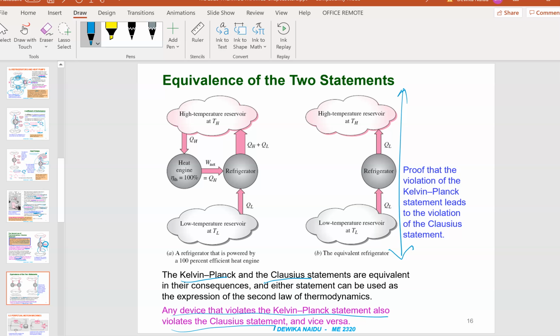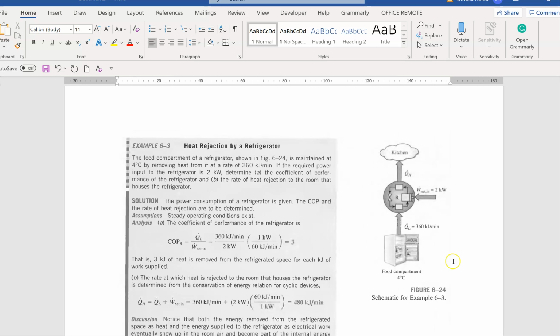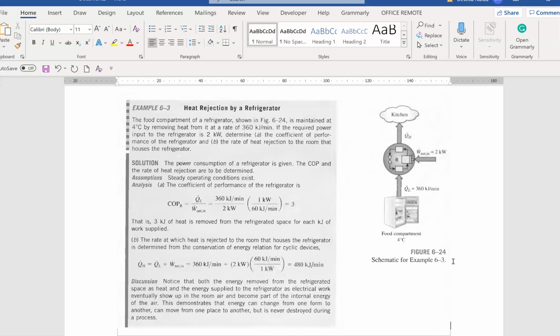Now let's just discuss a question here. One of the examples I've just extracted from the textbook: heat rejection by a refrigerator. So this is your house refrigerator. The compartment is at 4 degrees, and then we have QL of 360, and work net in, which is your electricity going in, at 2 kilowatt, and then you have heat that's being released. So maintaining at 4 degrees, removing heat at 360, its required power input is 2 kilowatt. So what is the COP of the refrigerator? COP of a refrigerator is QL, the desired output, divided by work net in, which in this case is 3.